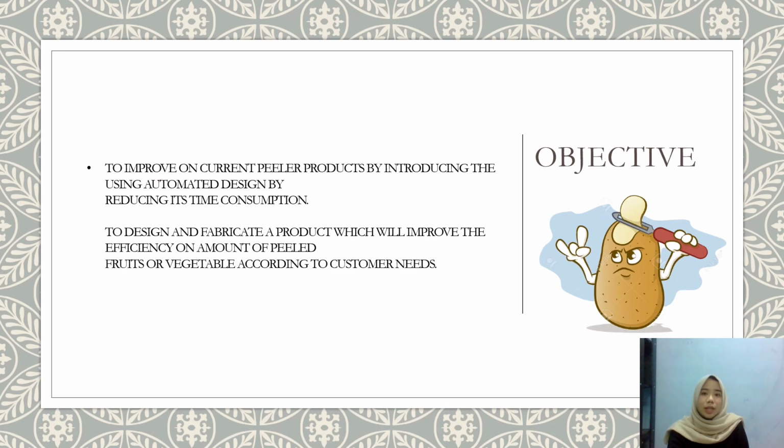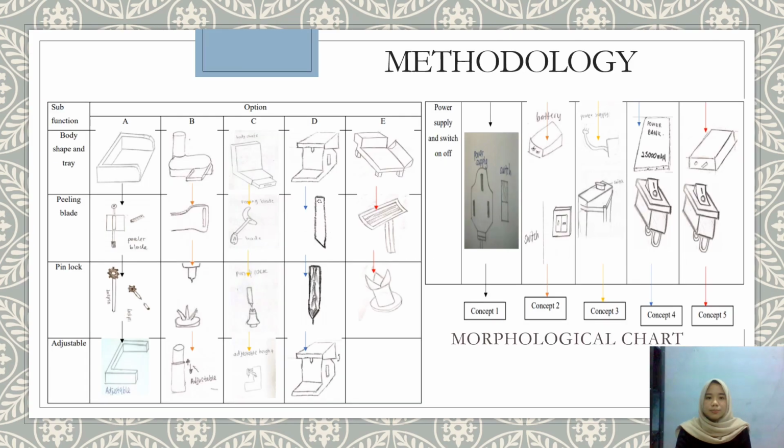Now we move to the objective. The first objective is to improve on the current peeler product by introducing an automatic design, which means we improve from a manual design to an automatic design that will be easier for the consumer. Second, to design and fabricate a product that will improve efficiency in the amount of peeled fruits according to the customer's needs.